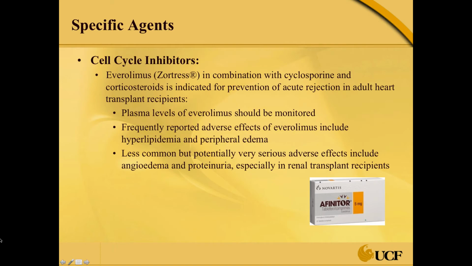So this drug is used in combination with cyclosporine and corticosteroids to prevent acute rejection of heart transplant recipients. Plasma levels have to be monitored carefully, and there are frequently reported adverse events, and the most common are going to be hyperlipidemia and peripheral edema. Less common but more serious include things like angioedema, proteinuria, and you oftentimes see angioedema and proteinuria being more common in patients who are on this particular drug status post-renal transplant.